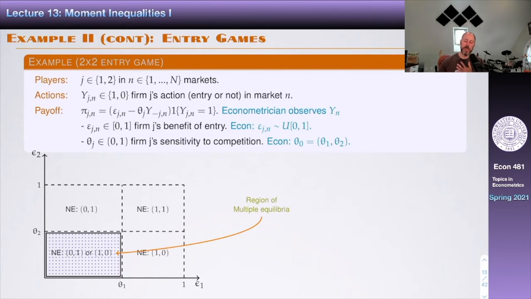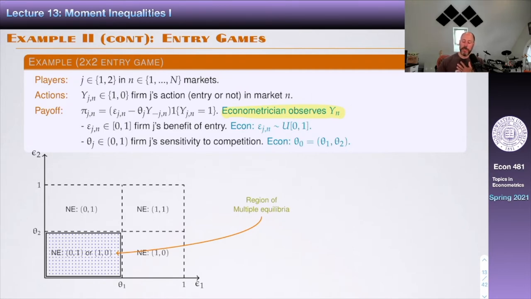Well, so far, when you talk about games, it is important to be clear about what the game is, what firms observe or not, and so on, and what you observe as the econometrician. Because from a game point of view, this is a complete information game. Firms here know everything, right? But as an econometrician, of course, we don't know the epsilons. So the econometrician observes just the actions, whether firms enter or not in every market. It's a two-dimensional vector, like (1, 1), (0, 1), (1, 0), and so on.